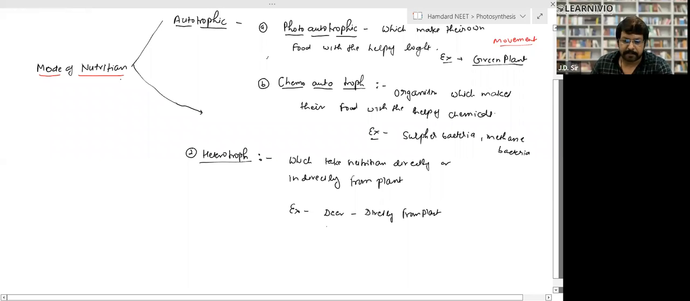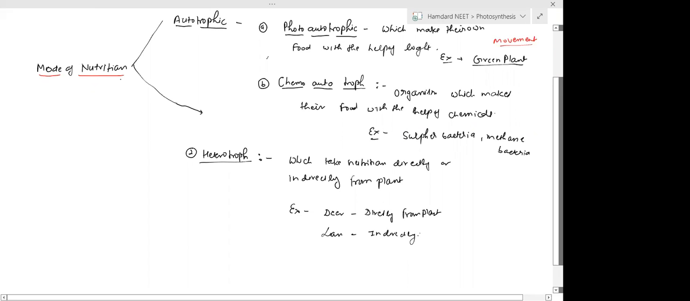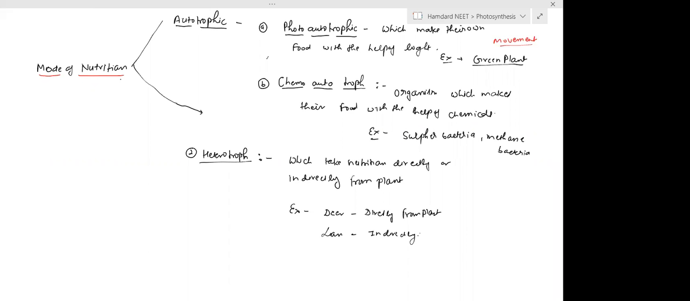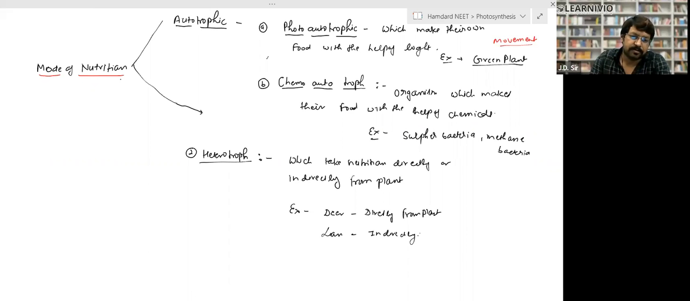There is one more example, lion. So lion is taking nutrition indirectly from plant. How? Because when it eats deer, it gets the nutrition of the plant and the deer itself. A deer is dependent on the plant, right? So this is indirectly dependent on plant. So all those organisms which are directly or indirectly dependent on the plant are called heterotrophic nutrition.